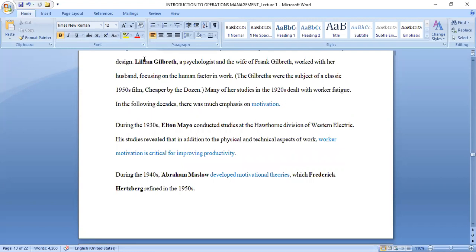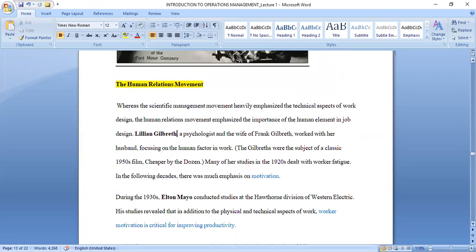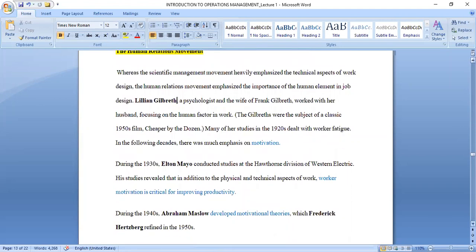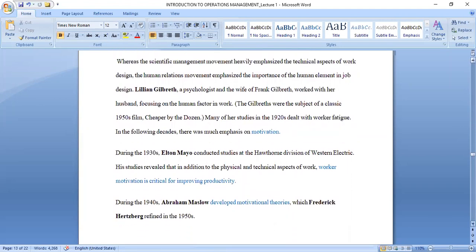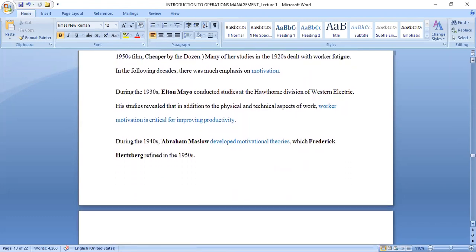So the human relations movement era was basically about motivating workers. It had pioneers who talked about motivating workers. We also had another pioneer by the name of Elton Mayo, who worked in the 1930s. He conducted what we call the Hawthorne experiment.